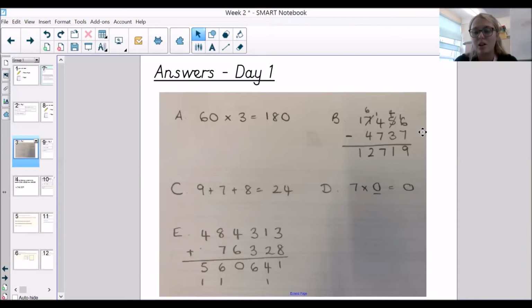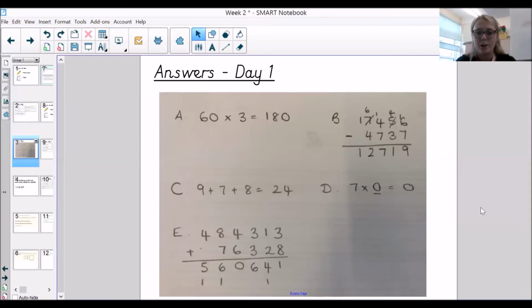4 minus 7, I couldn't do, because again, 4 take away 7, you'd end up with a negative number, which we can't do in a regular subtraction. So we need to exchange from the digit to the left. Exchange from the 7, it becomes a 6, carry the 1 over. So we've got 14 take away 7, gives us 7. 6 take away 4 gives us 2, and then 1 take away nothing, because we've got nothing in the 10,000s column, gives us 1. So our answer was 12,719. Well done if you got that one correct.